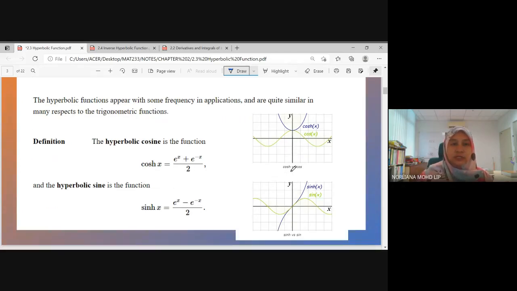And the second one is the hyperbolic sine. It's given by the equation exponential x minus exponential negative x over 2. Can you see? Okay, the graph. This blue color is the graph for hyperbolic sine, and the green color is the graph for sine, the trigonometric function for sine.